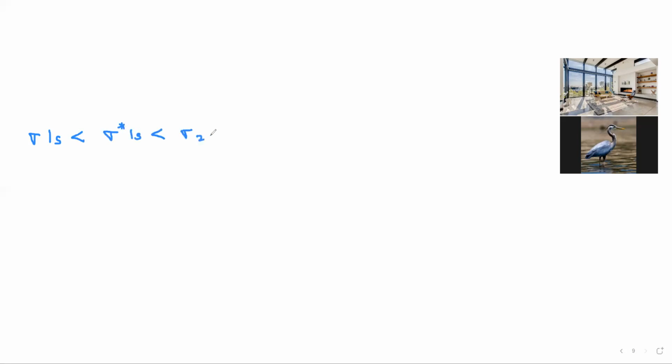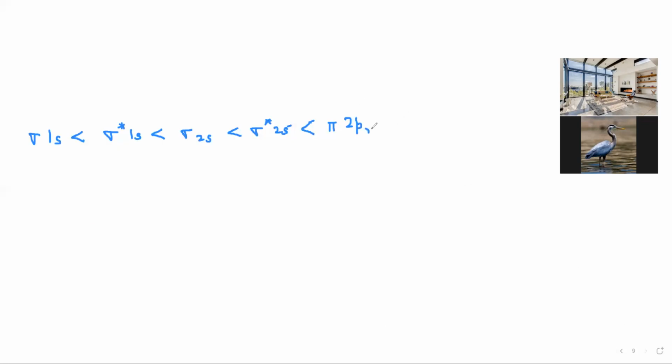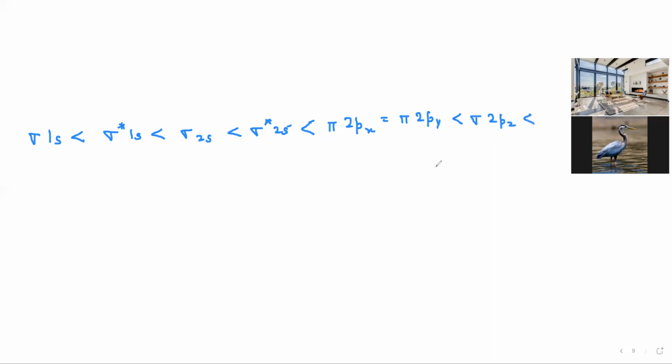Then sigma 2s, then sigma anti-bonding 2s. Then I told you there is a pi, and the pi orbitals have the same energy. Remember, I told you, if p is started here, then pi 2px and pi 2py have the same energy, and then sigma 2pz. So pi 2px equals pi 2py, and then there is sigma 2pz. After that, we will enter into the anti-bonding.